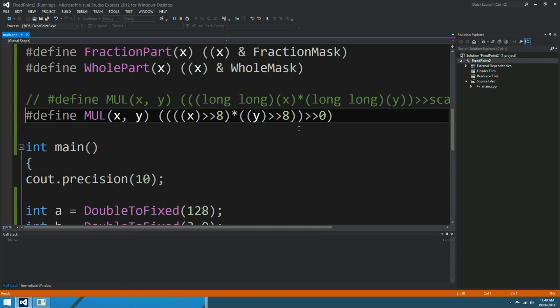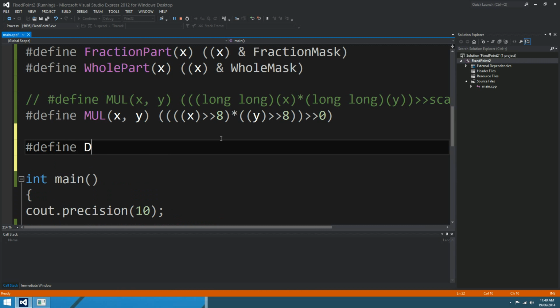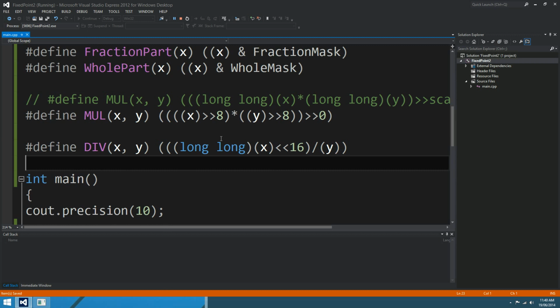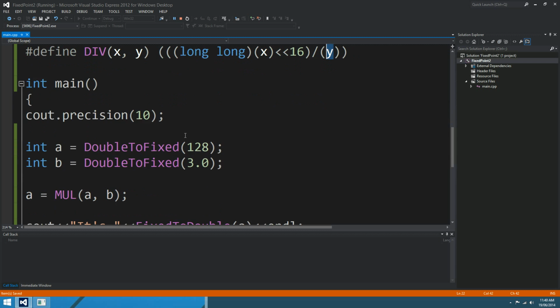Okay, so that is multiplication. Let's have a look at division. So division is pretty much exactly the same. For division, you can do the same trick as before. I think three of them, long. Something like that. That should do the trick. So the real trick with division is just getting this cast right. Yeah, you want to cast your x to 64 bits and then shift it. So don't get that wrong.